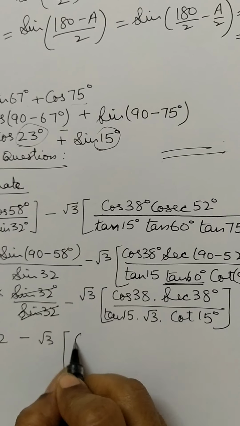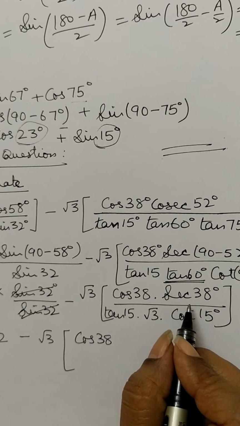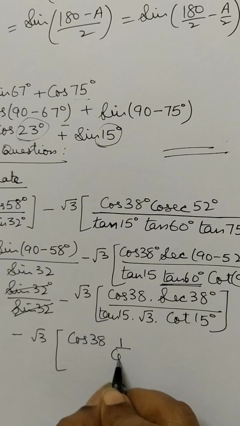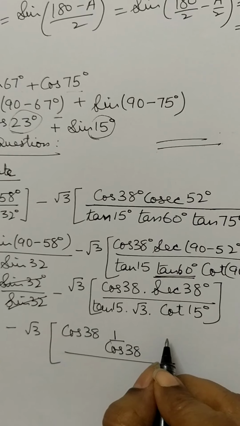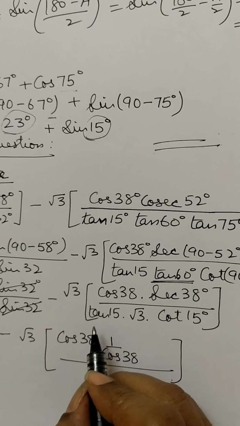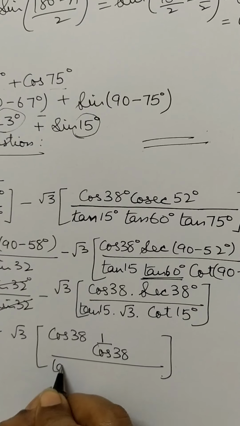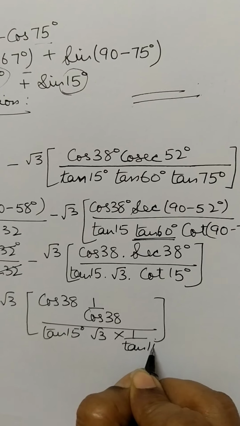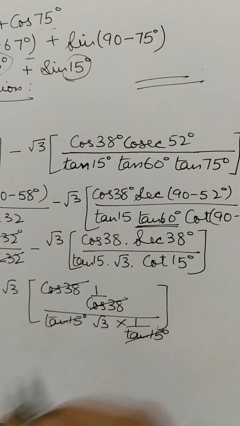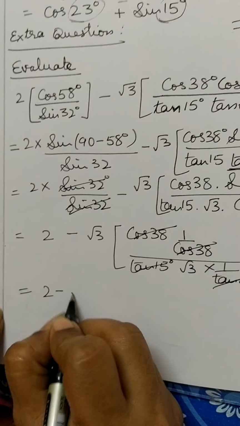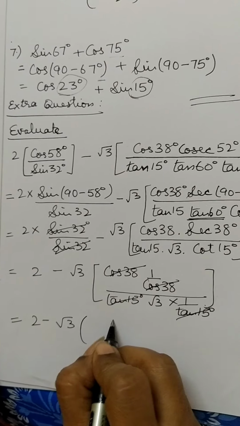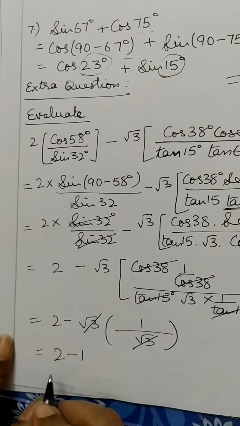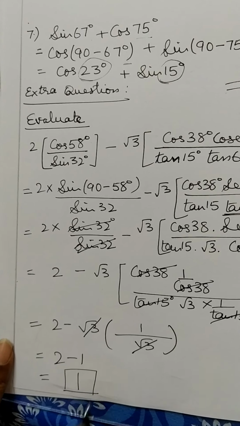Now sec 38 can be written as 1 upon cos 38, because sec theta and cos theta are reciprocals of each other. In the denominator, tan 15 and cot 15 are reciprocals of each other, so in place of cot 15 we can write 1 upon tan 15. They are cancelled. Here these are also cancelled. We get 2 minus root 3 into 1 upon root 3. So these are cancelled and you get 2 minus 1, which is equal to 1. So 1 is the answer.